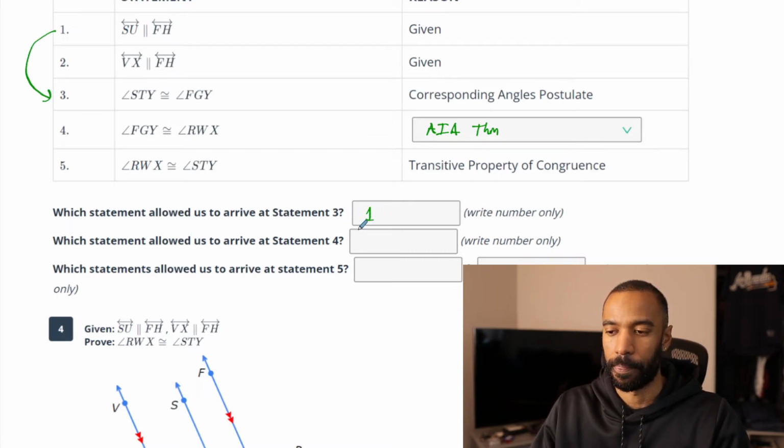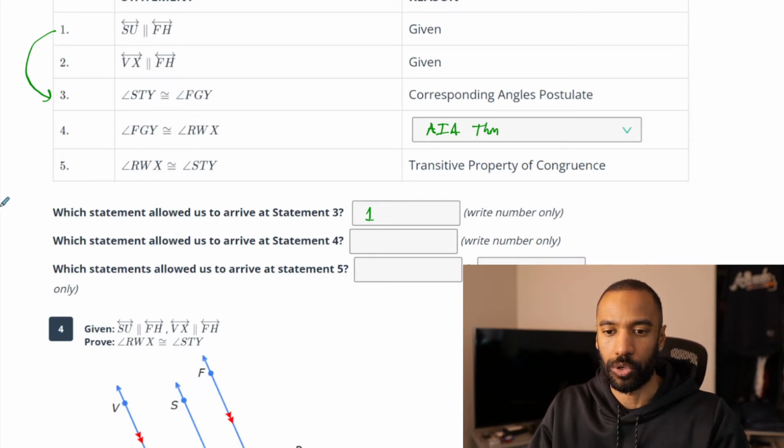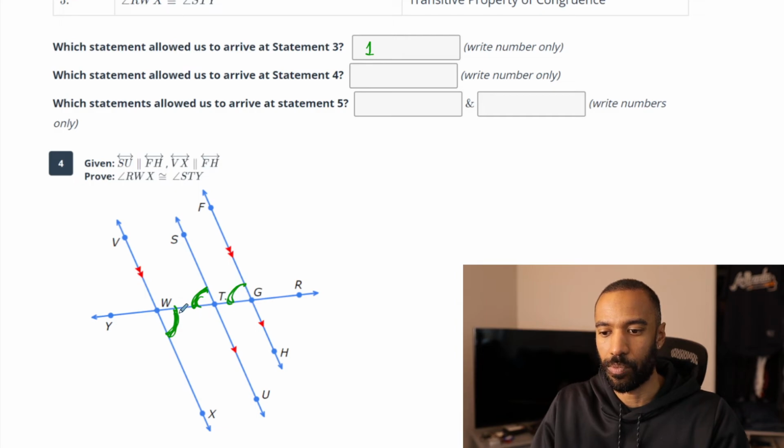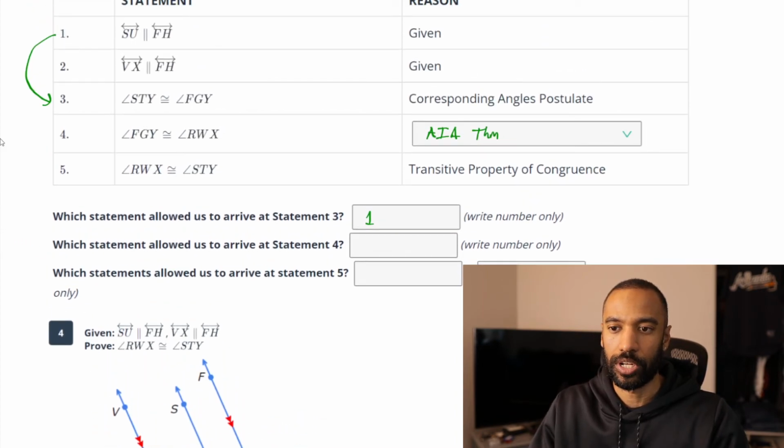So here we go. Which statement allows us to arrive at statement 4, that FGY was congruent to RWX? Here was FGY, here was RWX, and that was these two lines being parallel, FH and VX. So which one stated right here in statement 2, VX was parallel to FH? Because of that, we could make statement 4. So statement 2 leads us to statement 4 there.